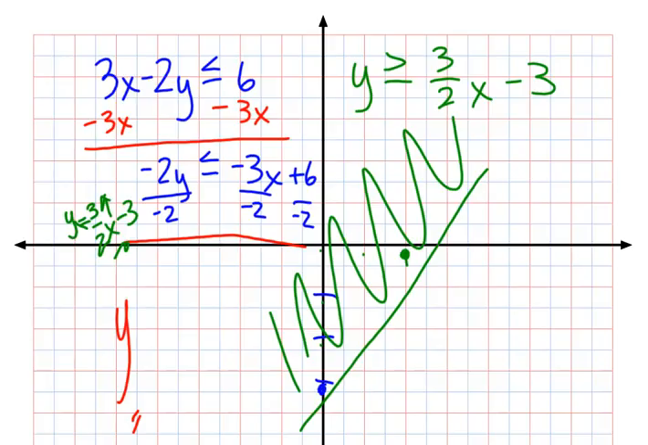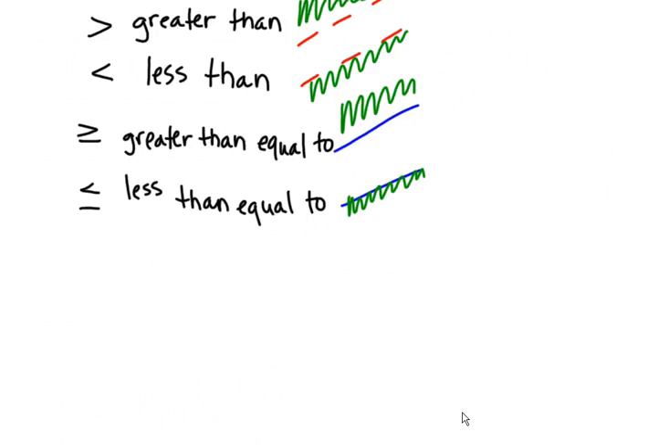Last but not least is a quick reference. If it's greater than, you have a dotted line shading above. If it's less than, it's a dotted line shaded below. If it's greater than or equal to, it's a solid line shaded above. If it's less than or equal to, it's a solid line shaded below.